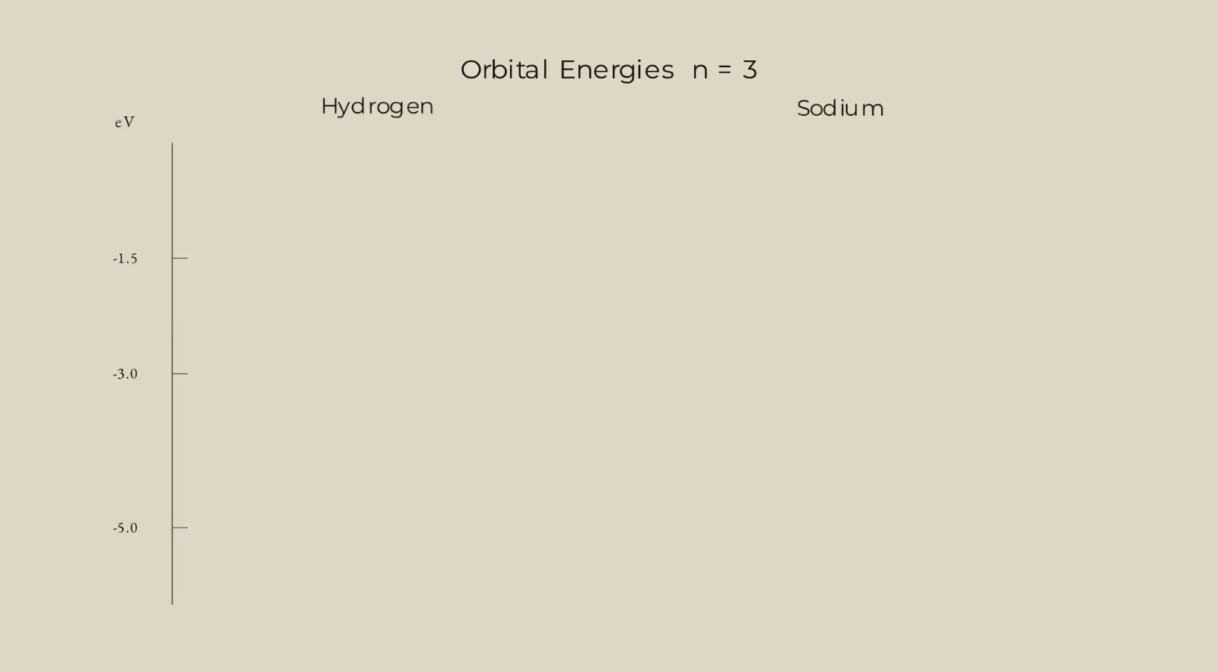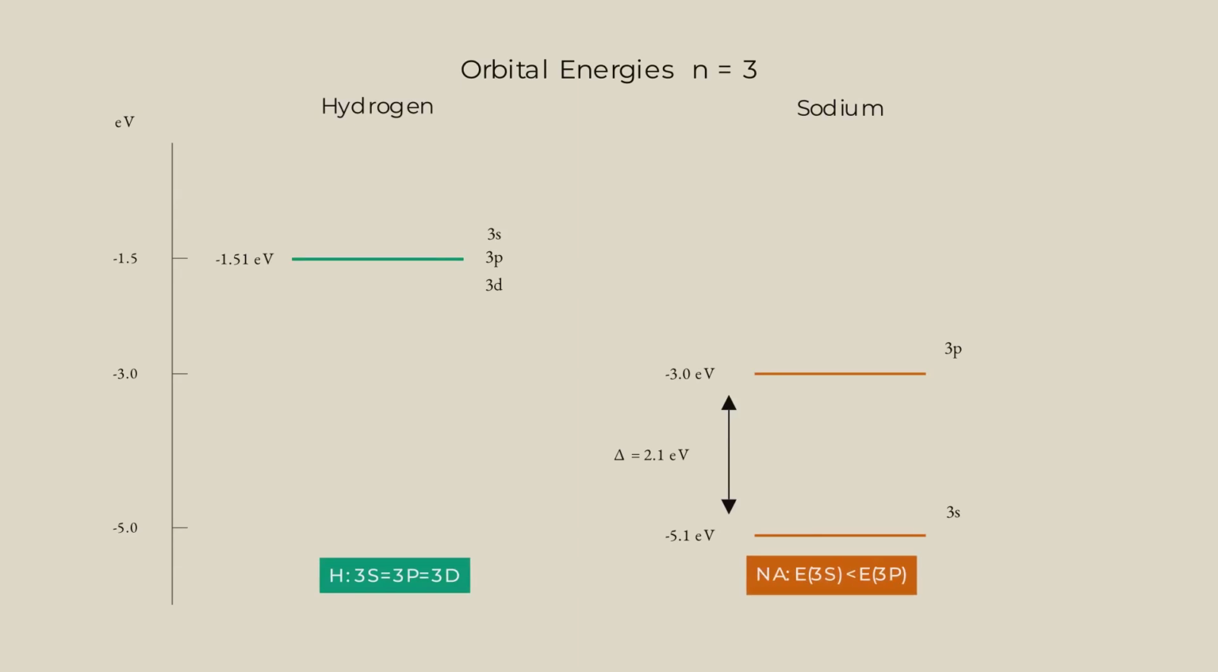Run it. 2 checks. First, the hydrogen column. All 3 teal lines, 3s, 3p, 3d, land at exactly the same height, minus 1.51 electron volts. 1 energy for all 3. Coulomb degeneracy. Second, the sodium column. The crimson 3s line is lower than 3p. The gap reads 2.1 electron volts. Screening breaks the degeneracy, and the periodic table is built on that break.